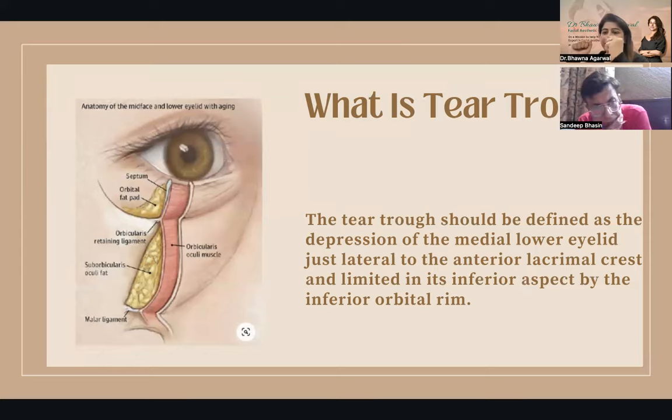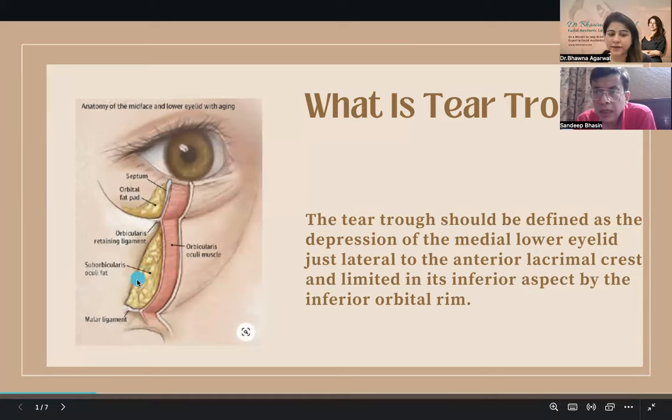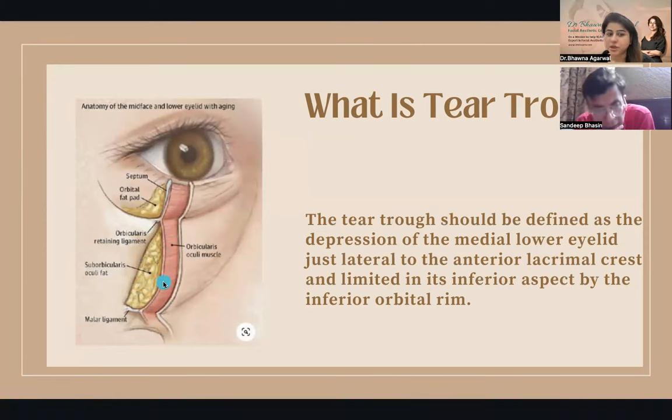This is the deep fat and this is the superficial fat. This is deep fat, and over the muscle is superficial. So in the face, when aging happens, the deep fat ages differently. Deep fat deflates, and the superficial fat descends.